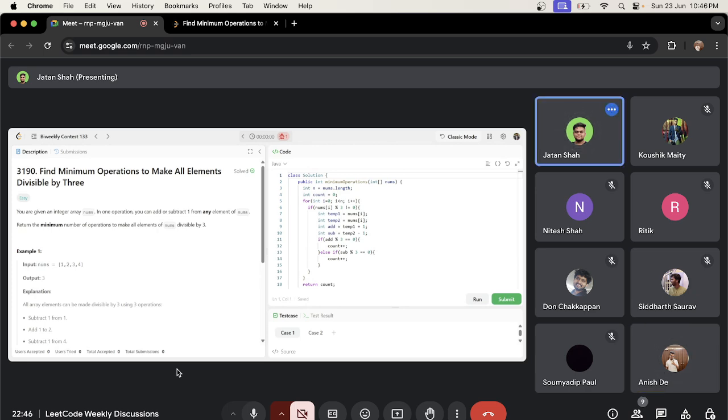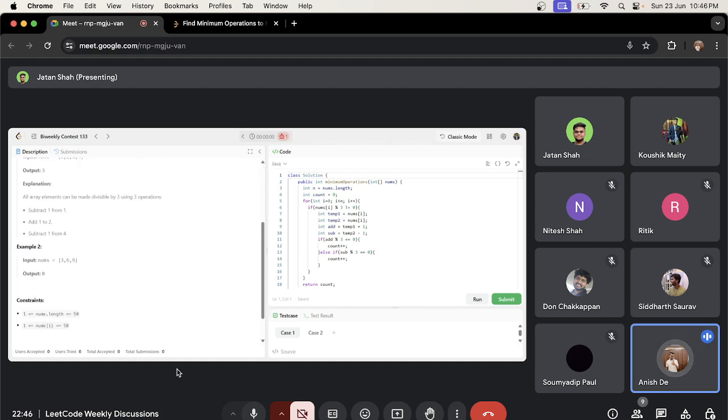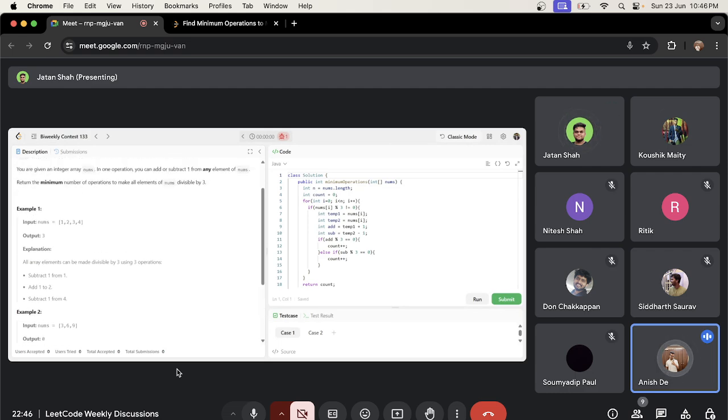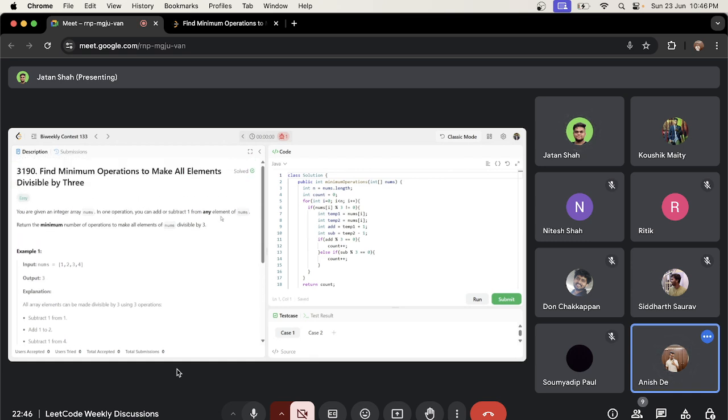Yes. So the main key observation that you have to make here is that every number can be converted into a multiple of 3 using only one operation or zero operations. Is this observation clear or do I need to explain more? No, this is clear. Everyone, so that we can move forward, you can just give a thumbs up. That's it.